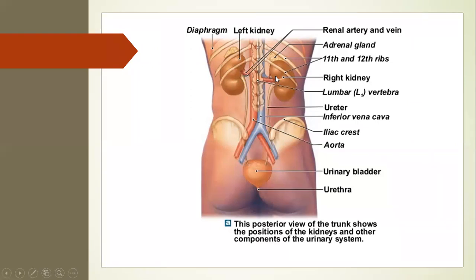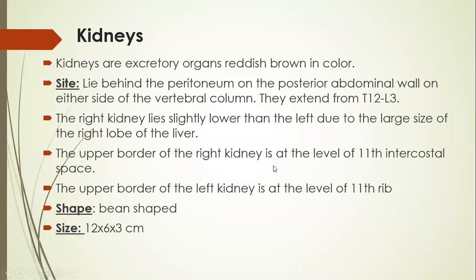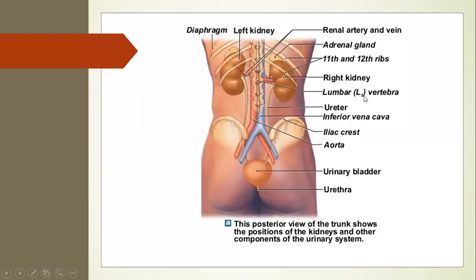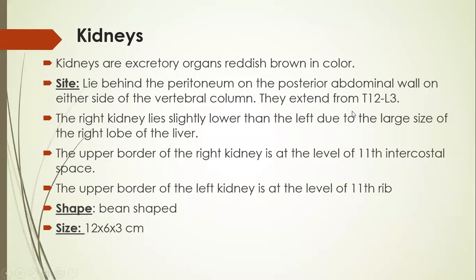This is a picture showing the kidneys from behind, and the center is the vertebral column. On either side, you can see the kidney, and they extend from the level of T12 to L3. If you see, they extend from the 12th thoracic vertebra up to the third lumbar vertebra. So it extends from T12 to L3.